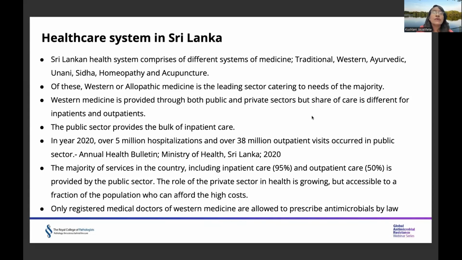In 2020, 5 million hospitalizations and over 38 million outpatient visits occurred in the public sector. And the majority of services in the country, about 95% of the inpatient care and around 50% of the outpatient care, is provided by the public sector. But the role of the private sector is now growing, though accessible only to the fraction of the population who can afford the high cost of it. Only registered medical doctors of Western medicine are allowed to prescribe antimicrobials by law.